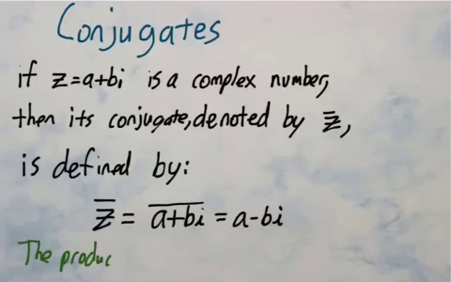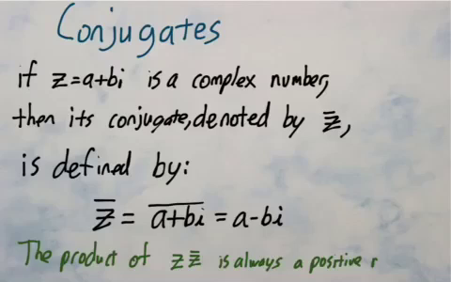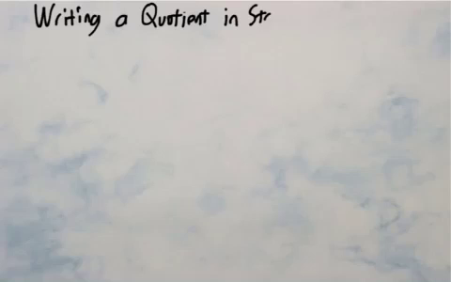The nice thing about this, and why we even are concerned with it, is that the product of z and z bar is always going to be a positive real number. So that's going to eliminate all imaginary units. Basically, thinking back, this is very similar to our radical problems. So it's us trying to get rid of that.